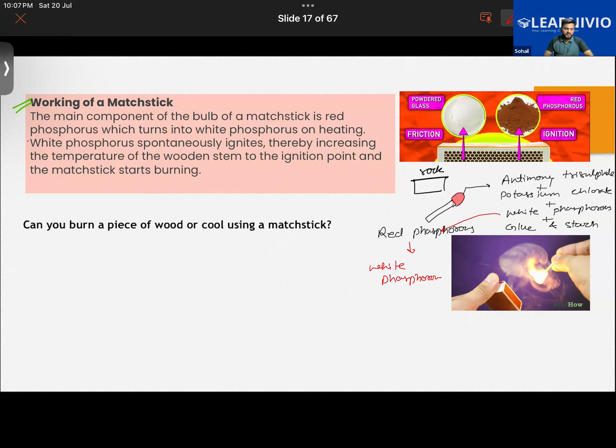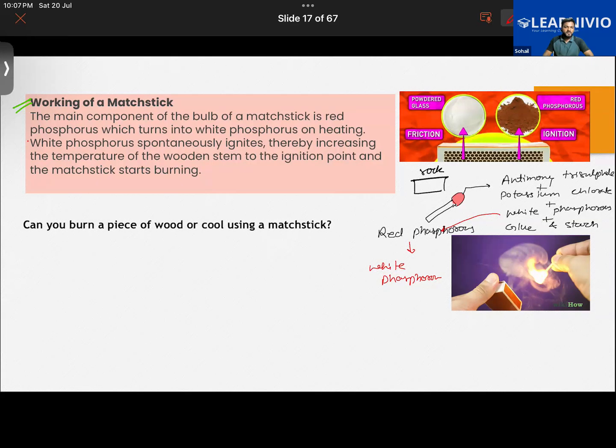Okay, what does the question say here? Can you burn a piece of wood or coal using a matchstick? What do you think? Can we do so? Yes. We can burn a piece of wood just using a matchstick. How is that possible?